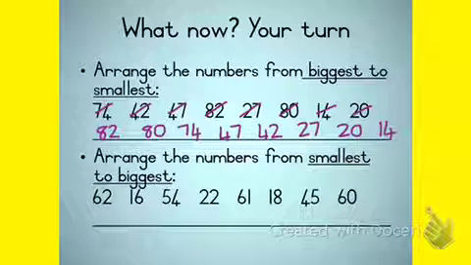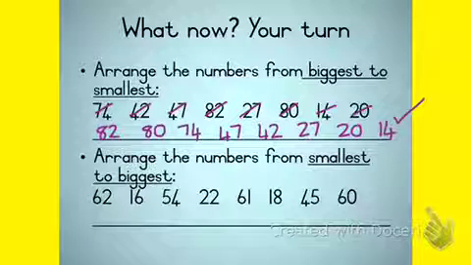Now remember, you're only going to get 1 mark for this whole line. So if there's 1 number wrong, then you don't get your mark. So go back and just check that you are correct. If you got it right, well done. Give yourself a tick. Right, next one.